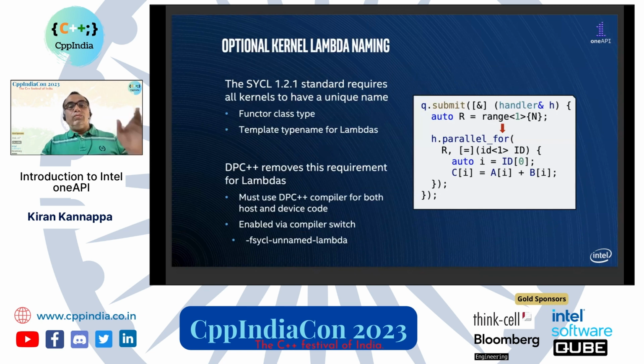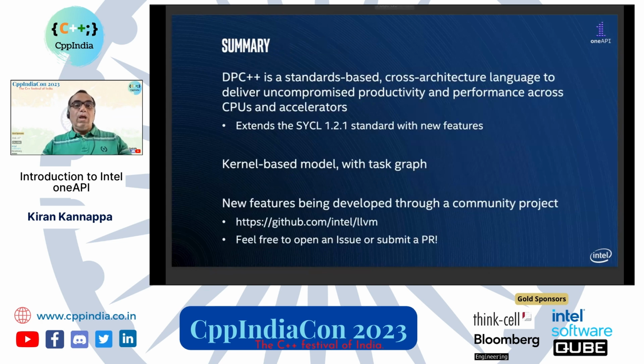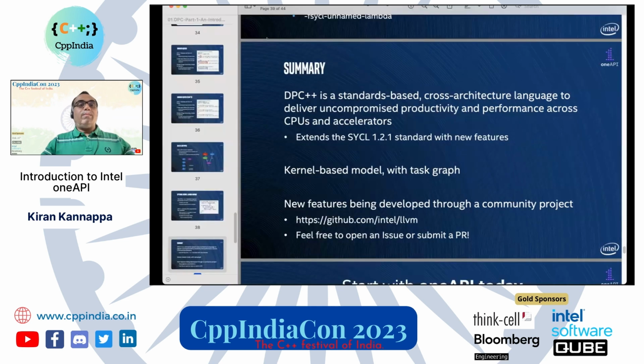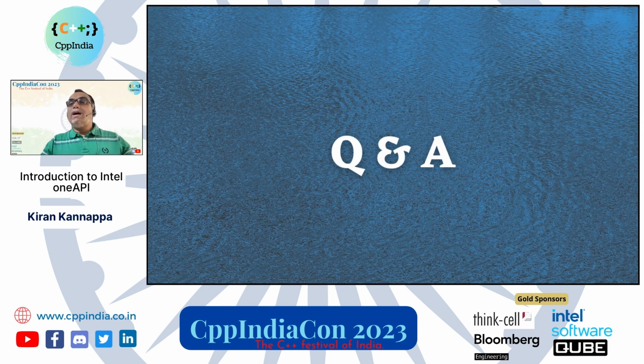Okay, so when we saw this -fsycl-unnamed-lambda, it is needed because for every lambda function there's a need to name it. So the compiler uses this compiler option to override that. Okay, so that's a little bit about DPC++. I think now we will take some questions.